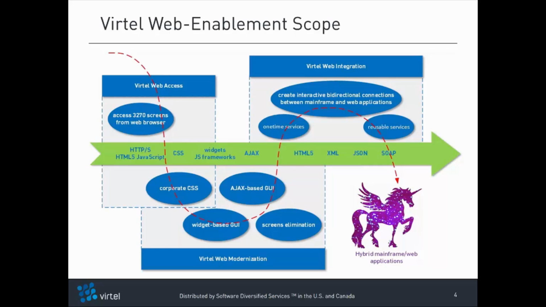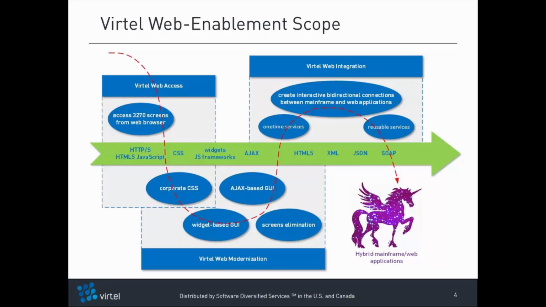With Virtel Web Access, you can eliminate the TN3270 connections and client applets and access the application screens directly from a web browser without any plugin or extension. Virtel Web Access relies on HTTP, HTML5, and JavaScript technology. With a cascading style sheet, you can give this new user interface the look of a web portal, although without any web portal smarts at that stage.